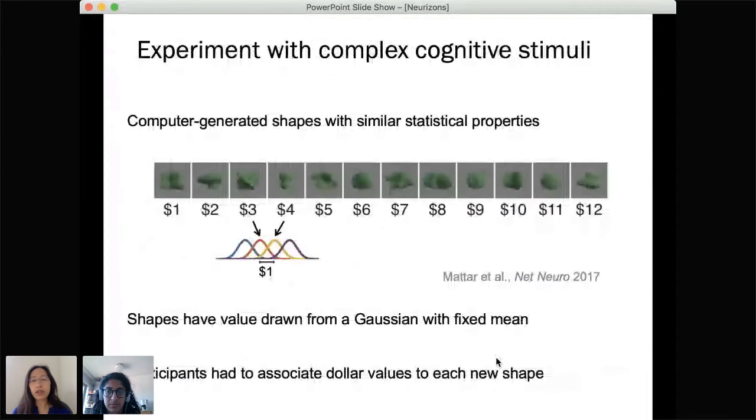So we're going to apply this to an experiment with humans in which they had to distinguish between different stimuli. These were computer-generated stimuli that were generated to have the same statistical properties so that there wouldn't be any a priori association of the shapes with the value that they were assigned by the experimenters. These shapes had dollar values assigned. There was a Gaussian with a mean at that particular dollar value. And the participants had to learn to associate these dollar shapes.